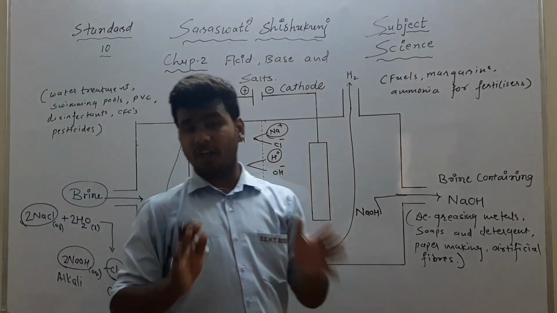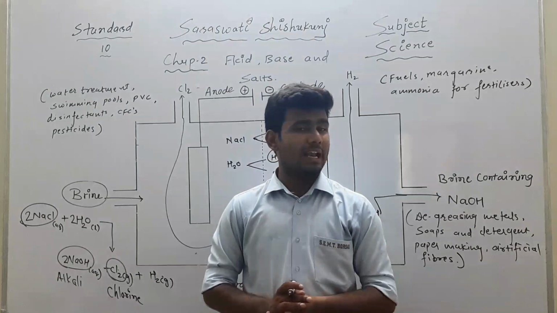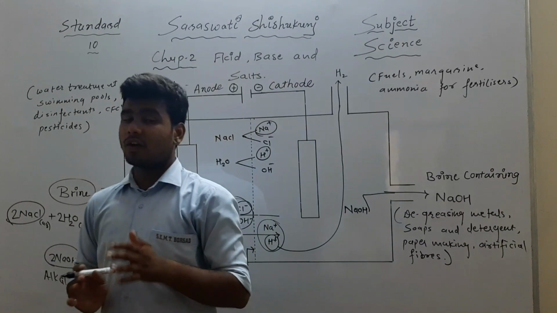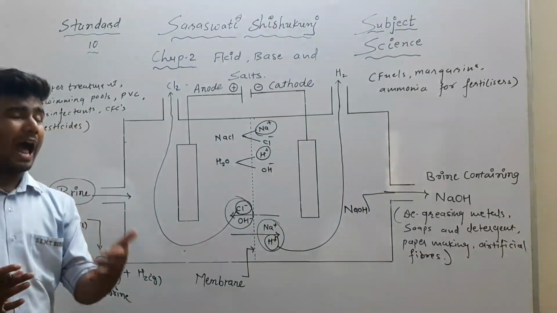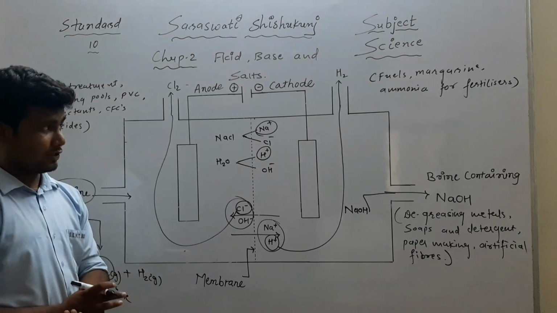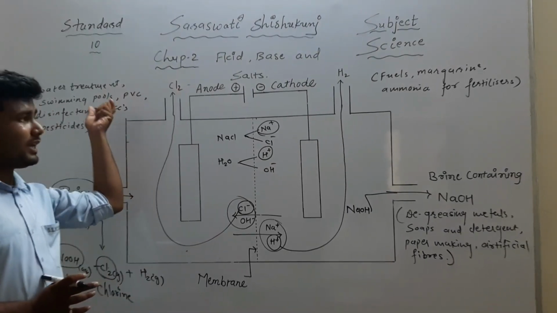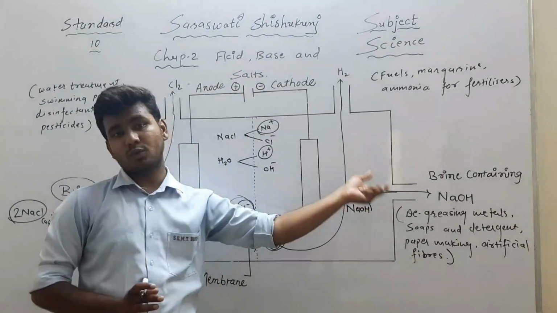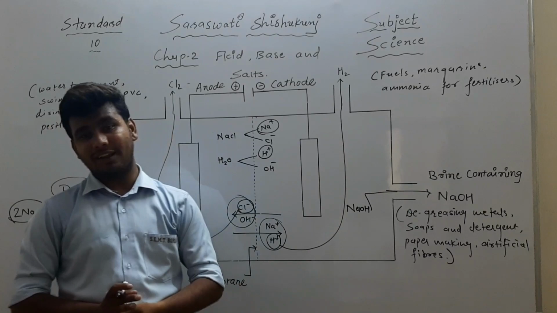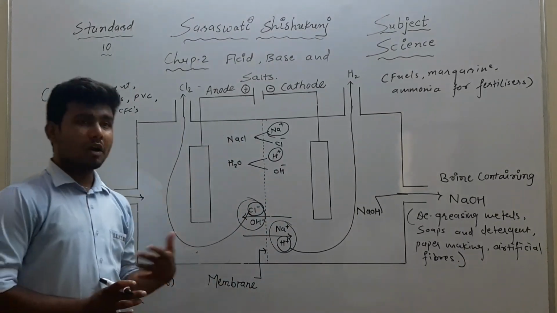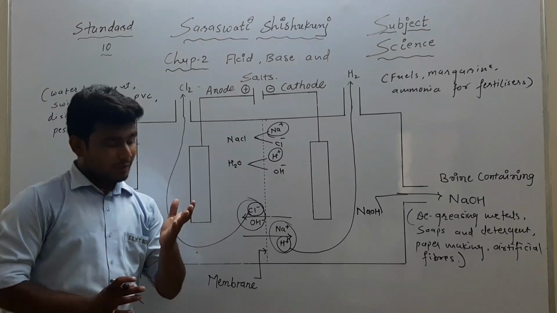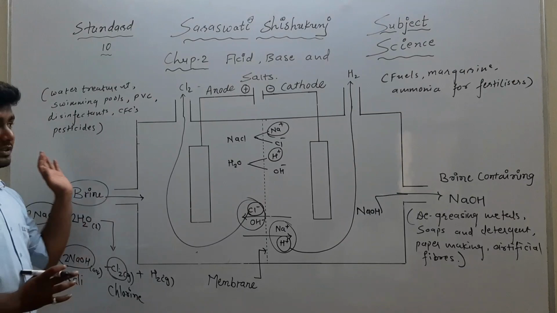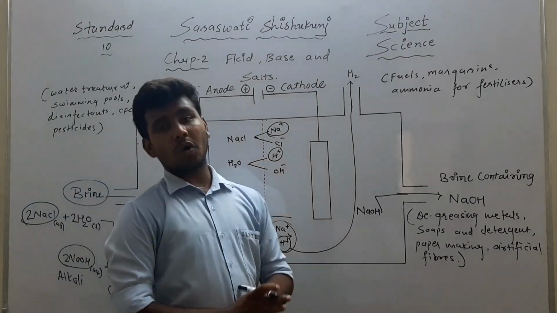So in the exam, this particular question can be asked in different ways. They can ask you to write how NaOH is formed, or explain the chlor-alkali process. They can also ask where chlorine is used, or where hydrogen is used, and where NaOH, that is our sodium hydroxide, an alkaline substance, is used. What is called brine? That is the aqueous saturated solution of NaCl, which is called brine. So this way we have completed our chlor-alkali.